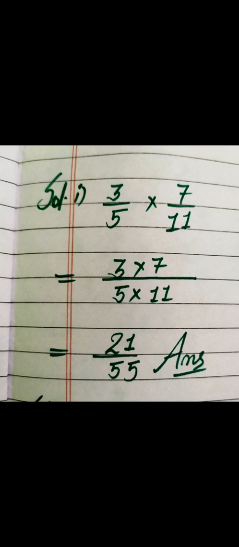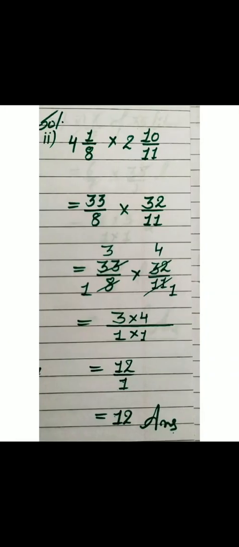Now the second one is 4 whole 1 upon 8 into 2 whole 10 upon 11. As you are seeing here, these are mixed fractions. So first we convert these into improper fractions. How can we do it? Like this: 4 whole 1 upon 8 can be written as 4 eights are 32, and this plus 1 is 33.